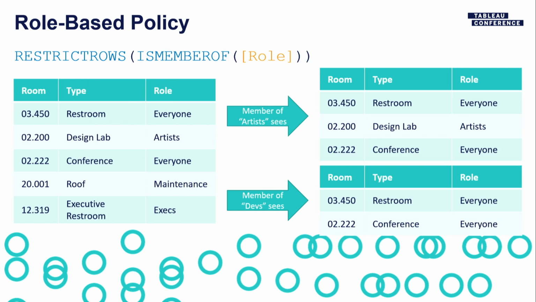You also could use the isMemberOf function, which if you're familiar with calcs, you may have used before. This is a way to tell if the currently logged in user is a member of a certain group. So in this case, we have that access to these rooms is determined by the team someone's on. So maybe I could say that everyone in my Tableau identity system is a member of the everyone group, and then they're a member of one or more other team groups. So with this single policy, everyone can see the rows with everyone as the role. And if someone is a member of an additional group, they'd be able to see those rows as well.